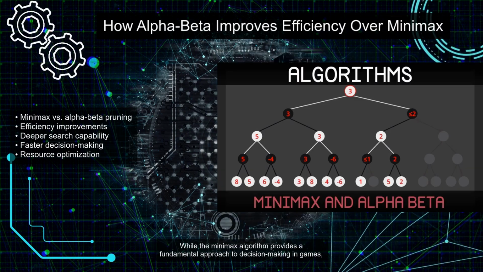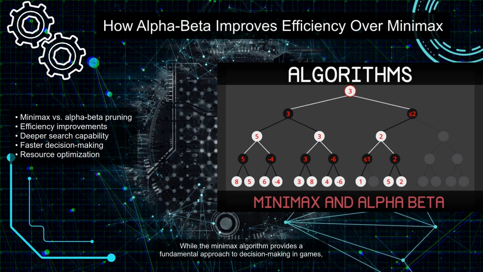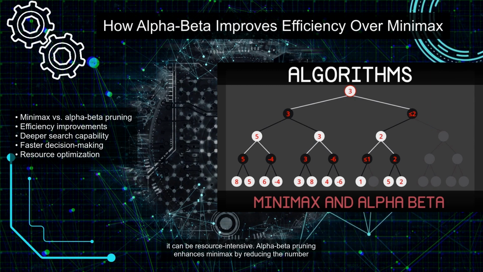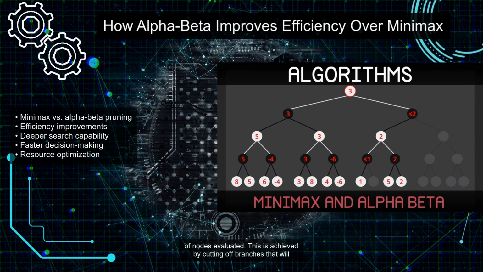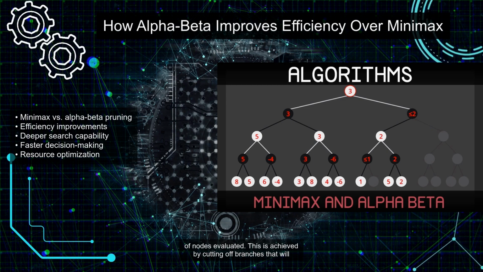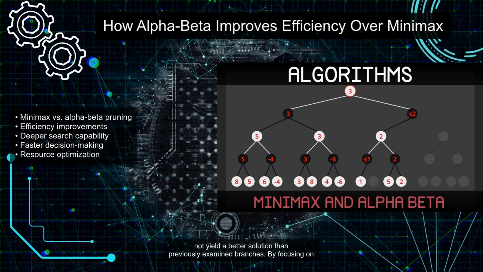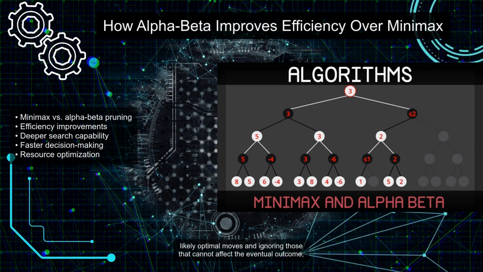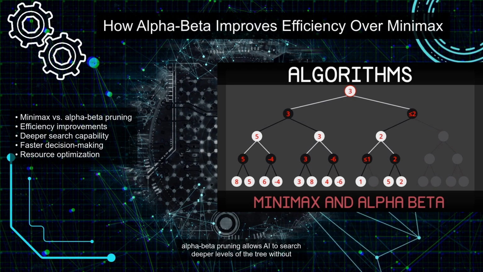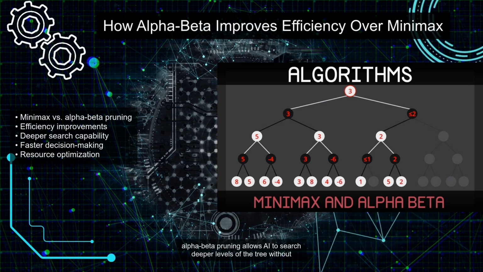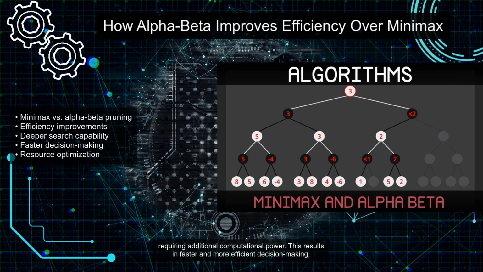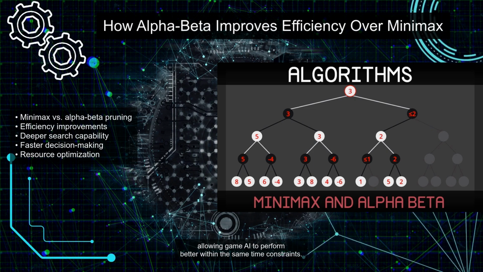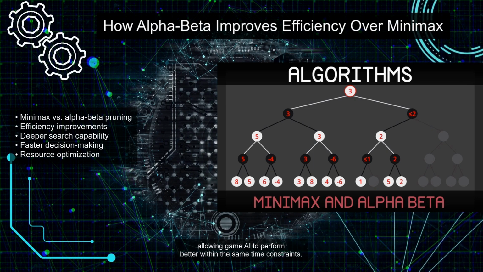While the minimax algorithm provides a fundamental approach to decision-making in games, it can be resource-intensive. Alpha-beta pruning enhances minimax by reducing the number of nodes evaluated. This is achieved by cutting off branches that will not yield a better solution than previously examined branches. By focusing on likely optimal moves and ignoring those that cannot affect the eventual outcome, alpha-beta pruning allows AI to search deeper levels of the tree without requiring additional computational power. This results in faster and more efficient decision-making, allowing game AI to perform better within the same time constraints.